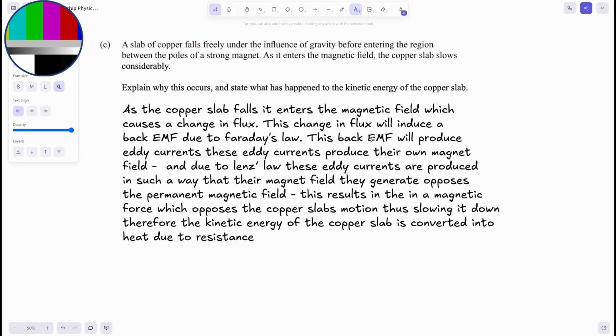As the copper slab falls, it enters the magnetic field, which causes a change in flux. This change in flux will induce a back EMF due to Faraday's law. This back EMF will produce eddy currents. These eddy currents produce their own magnetic field, and due to Lenz's law, these eddy currents are produced in such a way that the magnetic field they generate opposes the permanent magnetic field. This results in a magnetic force which opposes the copper slab motion, thus slowing it down. Therefore, the kinetic energy in the copper slab is converted into heat due to resistance.